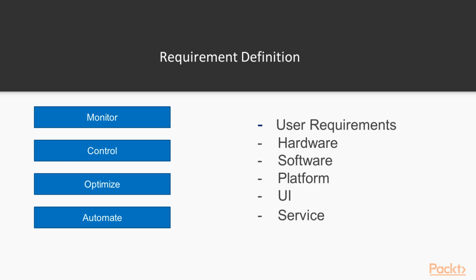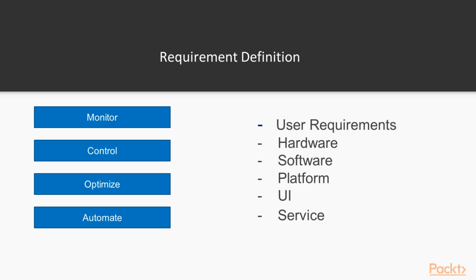We are going to be building the first level of application, which is to be able to monitor elements at a remote location. All right, perfect. Now, when you take a look at the requirements, there are different types of requirements. So they could be user requirements, hardware requirements, software requirements, platform requirements, UI requirements. UI stands for user interface, and service requirements. Of course, this is a small subset, and there are a large number of functional and non-functional requirements.